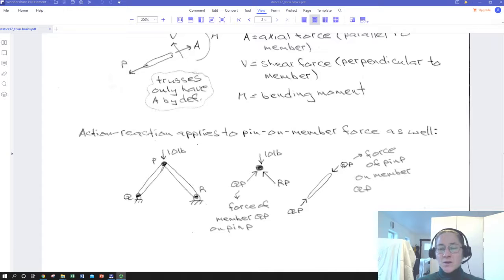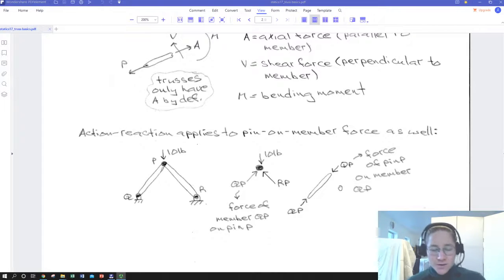So just remember to apply Newton's third law when you're going between our two-force members that make up a truss, and the pins that connect them. And that will save you the misery of some sign errors. Simple Newton's third law. And that is it for our intro to trusses.